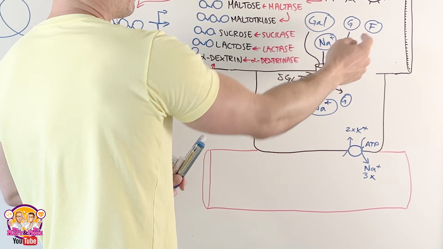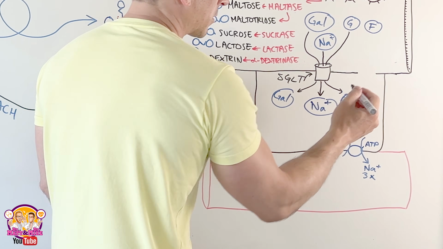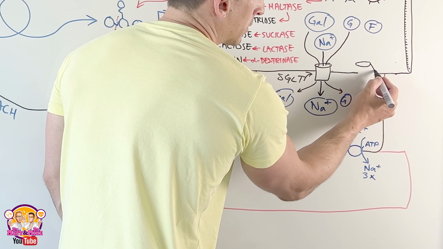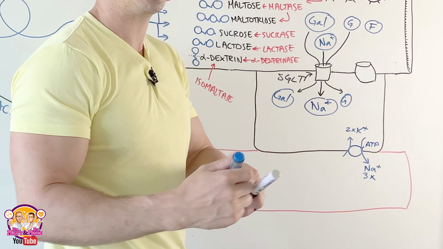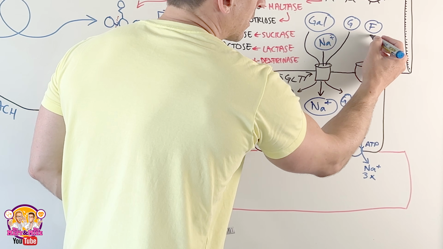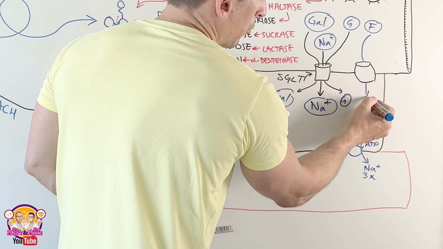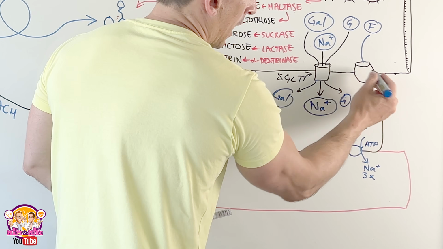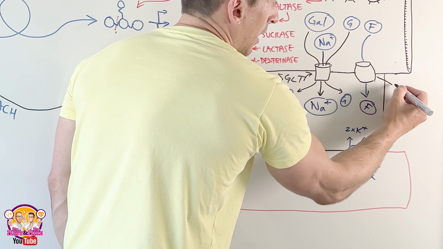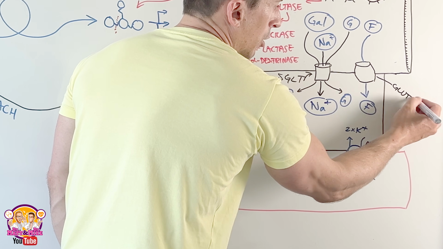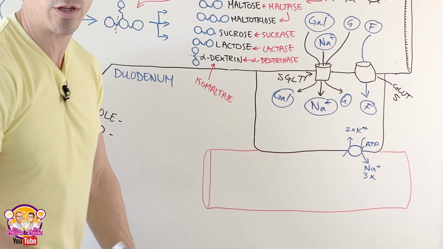Now you might think, what about poor fructose? Fructose has to move through by itself. For whatever reason, fructose moves through by itself. And it's going to move through down its concentration gradient through this channel. And this is called a GLUT5 channel. GLUT5, which means glucose transporter 5. That's what it uses.